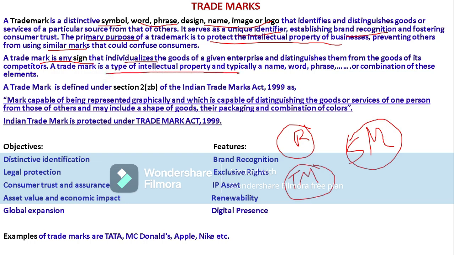As I said before, trademark is one of the intellectual properties. We have different types of intellectual property like patents, copyrights, trademarks. All these are considered intellectual property rights. They give exclusive rights to the seller or the patent holder. And a trademark, as intellectual property, is typically a name, word, phrase, symbol, design, image, logo, anything, or else any combination of these elements can also be considered a trademark.